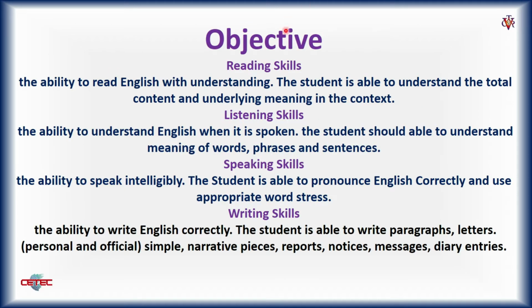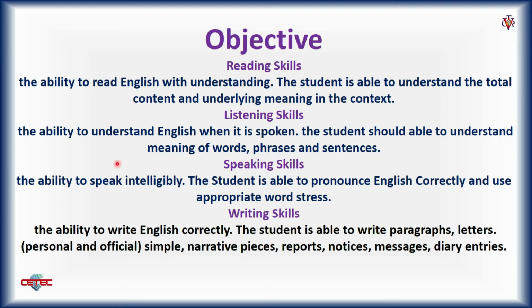First, we have to read our objective. Reading skills. It's the ability to read English with understanding. The student is able to understand the total content and underlying meaning in the context. Listening skills. The ability to understand English when it is spoken. The student should be able to understand meaning of words, phrases, and sentences.